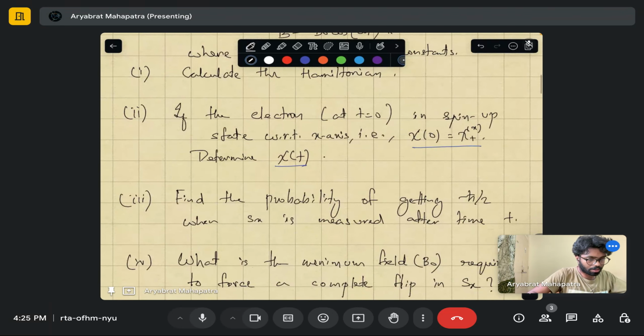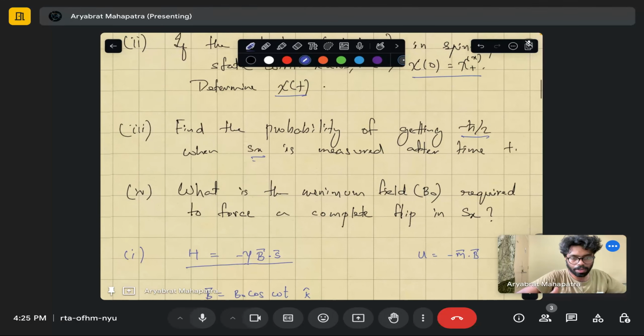Yeah, we have to calculate the probability. That is what the next question is about. You have to calculate the probability of getting minus h over 2 when Sx is measured. So when you are measuring Sx, you are supposed to get the downstate corresponding to the Sx operator, that is the x component of spin. What is the probability of getting that state after time t?